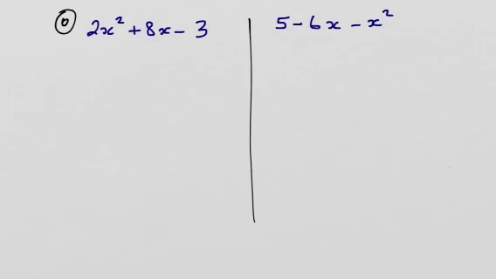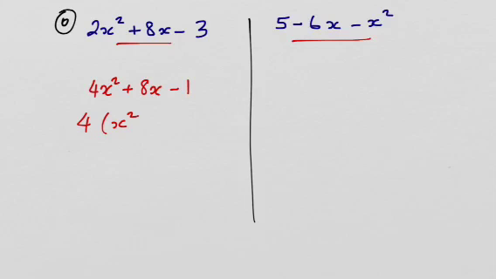Question 6. These are the questions that have been asked. I won't do those, I'll do a similar one. So let's say I did 4x squared plus 8x minus 1. So I would take 4 as a common factor. Now remember, I'll only take it out of the first 2 bits. Leave my minus 1 at the end.